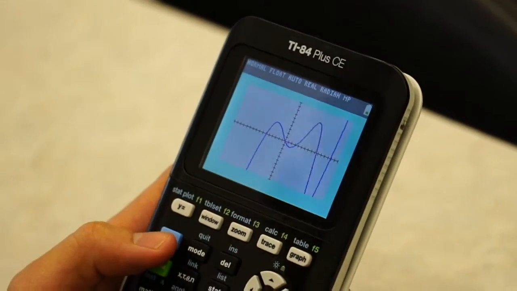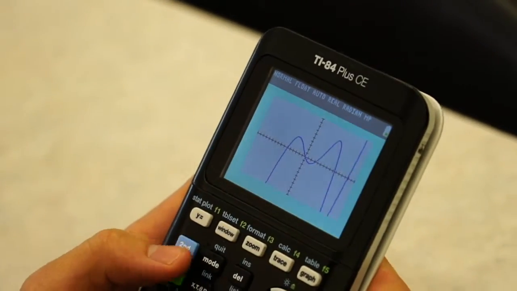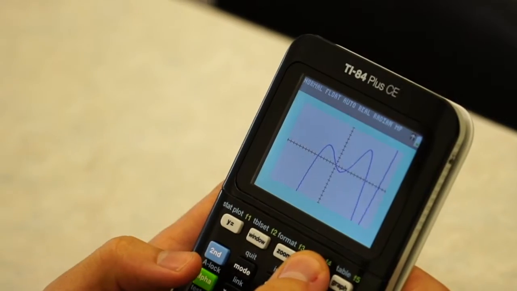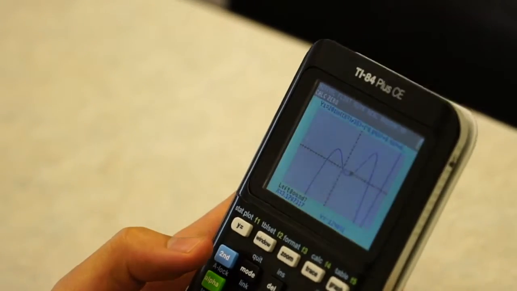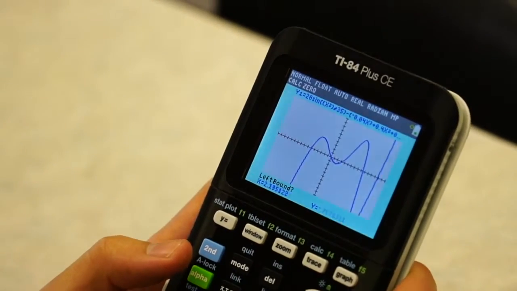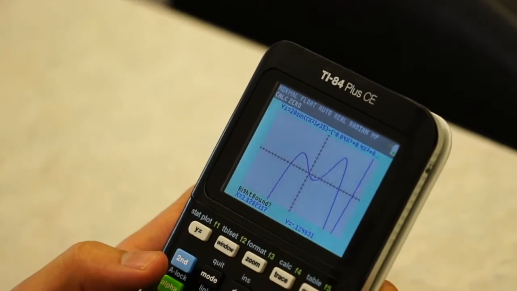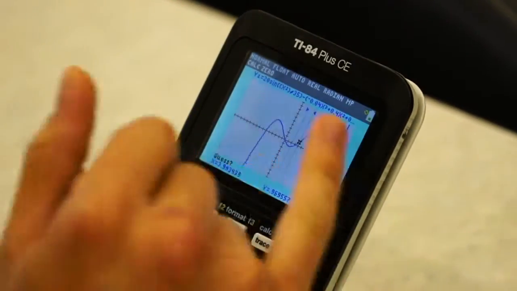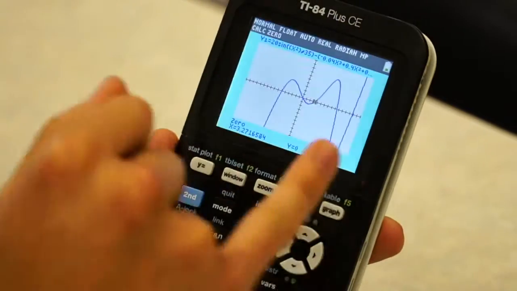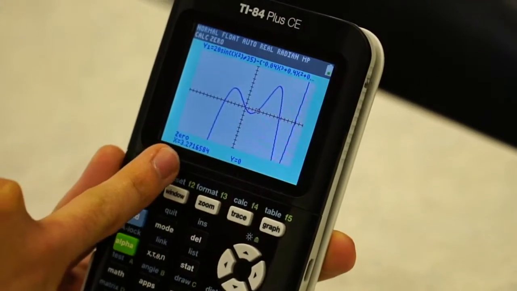So to find the point at which the graph of the derivative is equal to 0, we can do second calc and then 2 for zero, and then use your arrow keys to select the left and right points to find the zero in the middle. And you can see that this zero is x equals 3.2716.